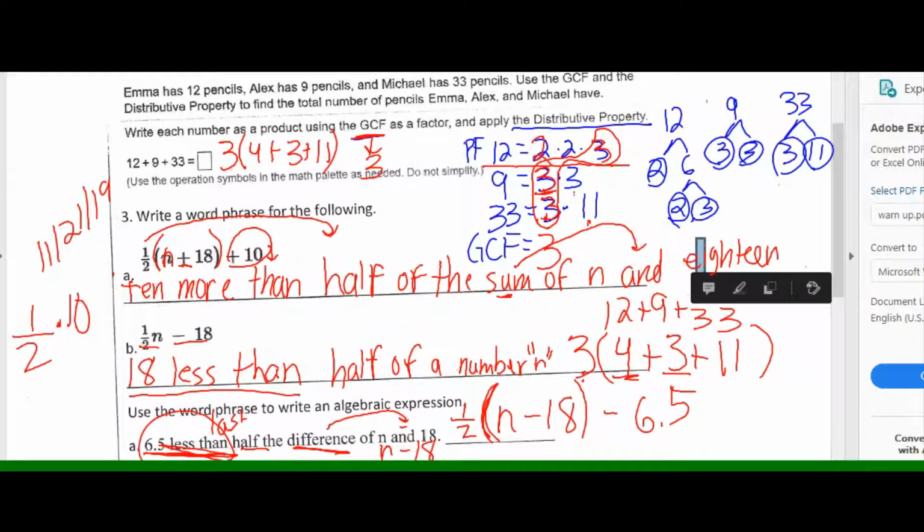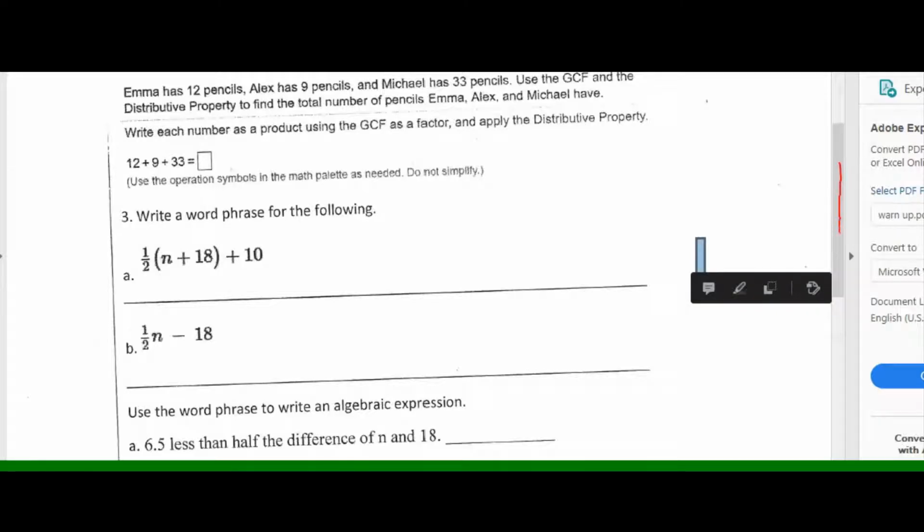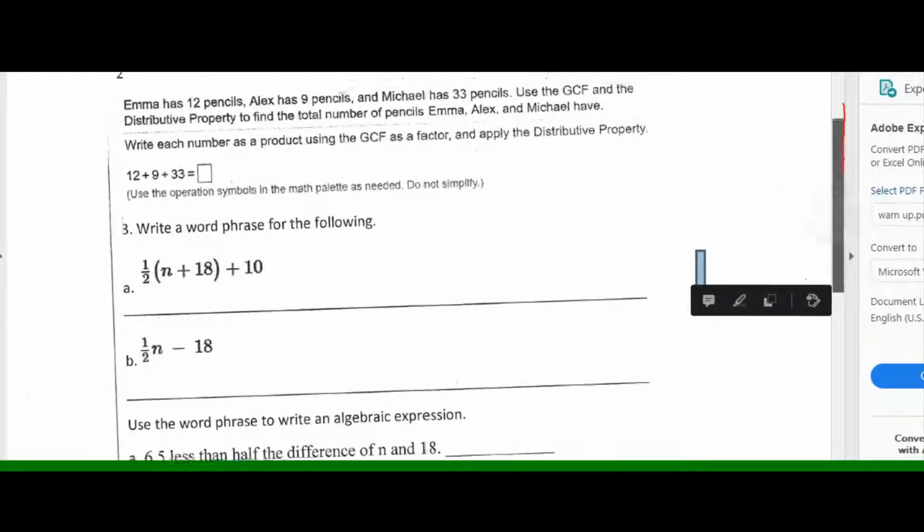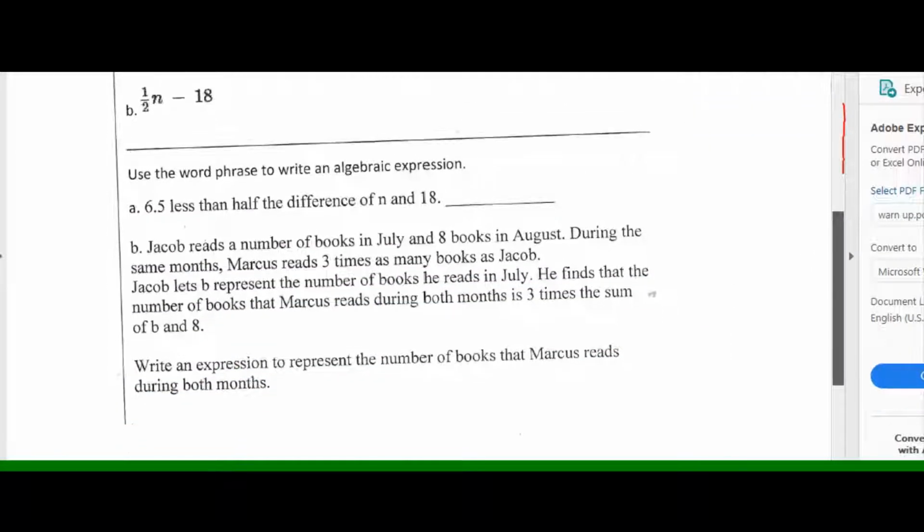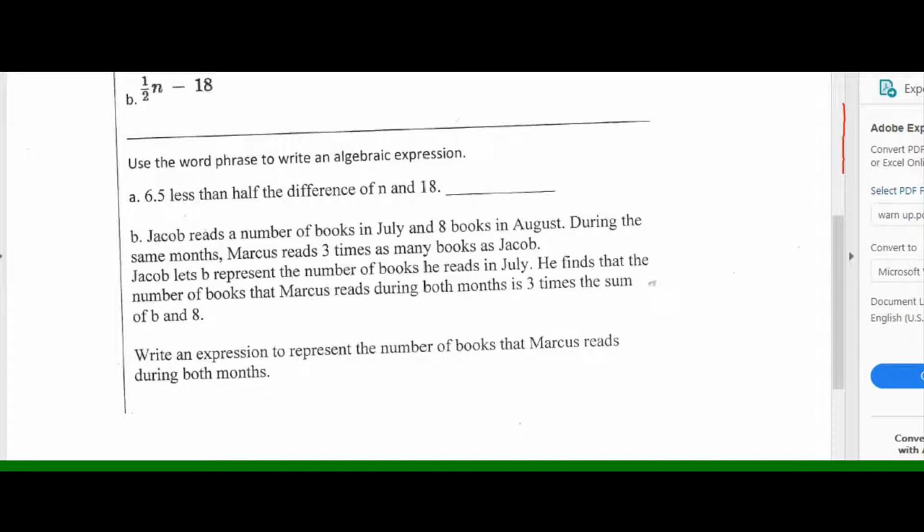And then the last one, let's look at that. Jacob reads a number of books in July and 8 books in August. During the same month, Marcus reads 3 times as many books as Jacob. Jacob lets B represent the number of books he reads in July. He finds that the number of books that Marcus reads during both months is 3 times the sum of B and 8. Write an algebraic expression to represent the number of books that Marcus reads during both months.